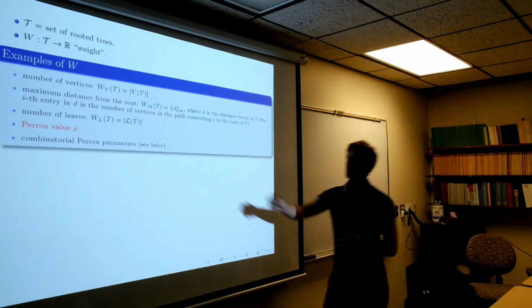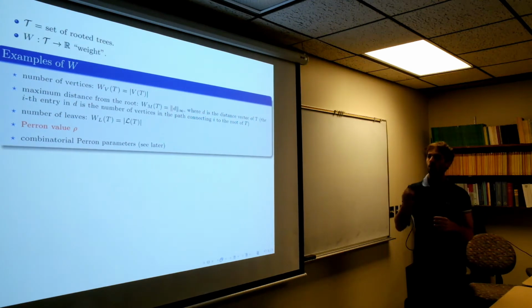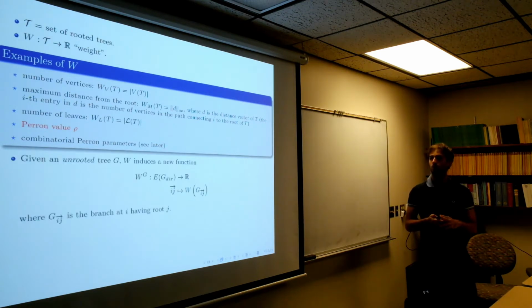And here I want to point out that by convention, I want the number of leaves in a tree having just one vertex to be 1 instead of 0. Or it can be the Perron value, rho, again a function taking a rooted tree and assigning to it a number. Or it can be a combinatorial Perron parameter, which is some kind of cheap approximation for the Perron value, which I will mention later. But again, we have many examples of this weight.